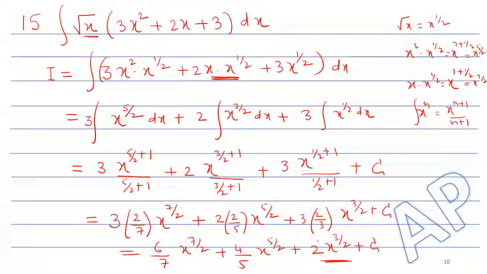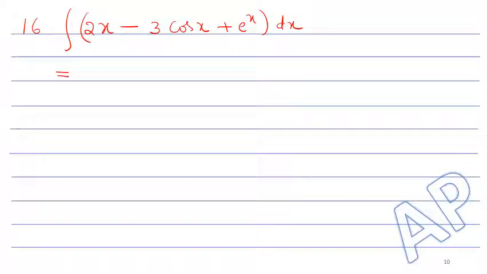Now we can look at this question 16, which is evaluate integral 2x minus 3 cos x plus e to the power of x dx. So we can integrate term by term. Let me consider the given integral as I, which is 2 times of integral x minus 3 into integral cos x plus integral e to the power of x. Of course I need to write dx here with all terms.